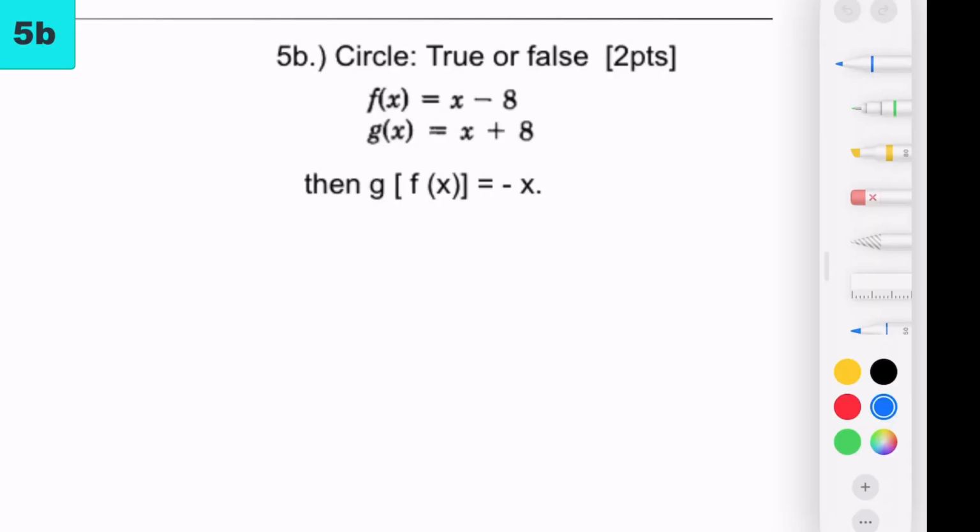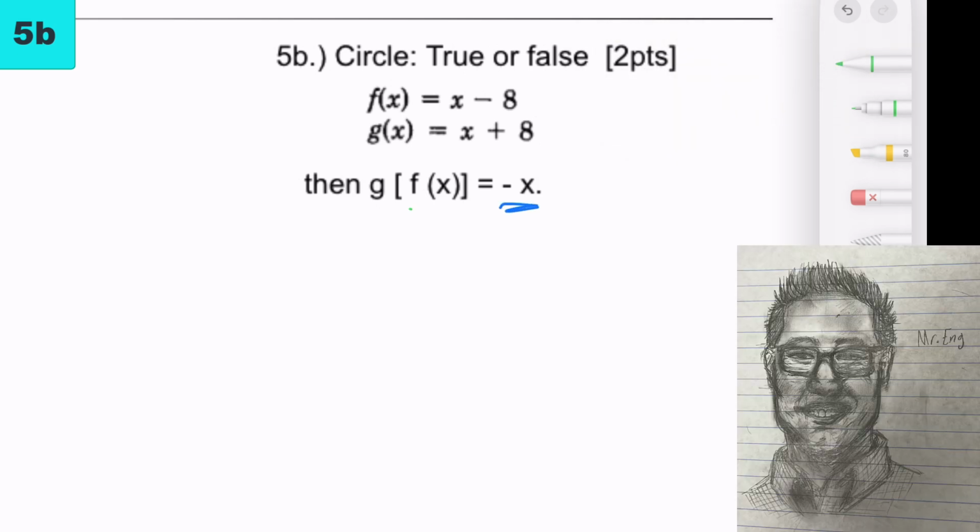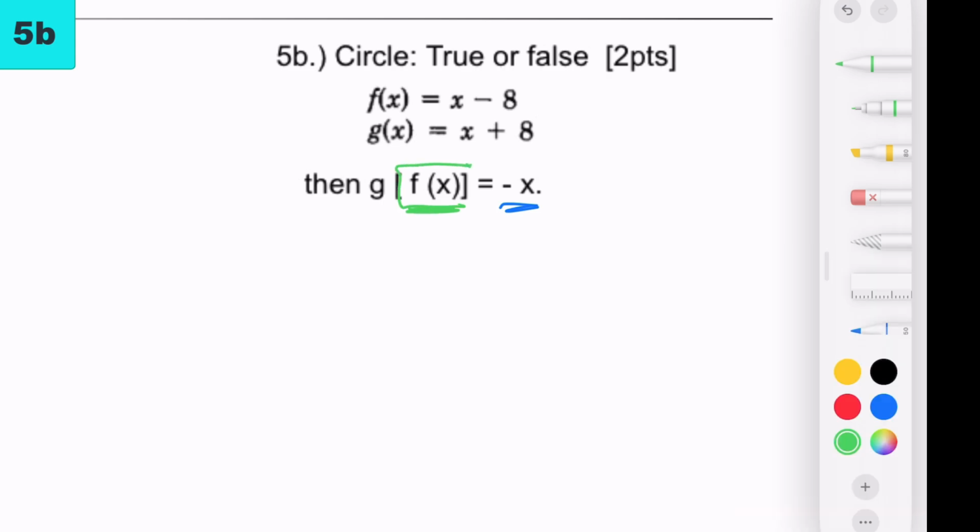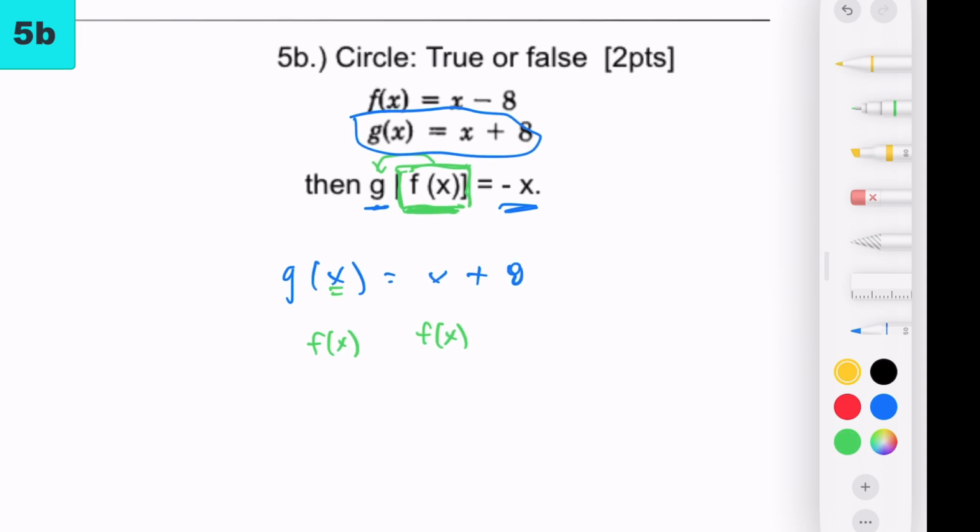Okay, we gotta determine if this is true or false. So again, pretend this is not here, and we're gonna focus on the inside, f of x. And we're gonna put f of x, green, into g. We'll do blue as g. So we're gonna write g first. And we said that every time we see x now, we're gonna write f of x. Do you see that? That's called the substitution.